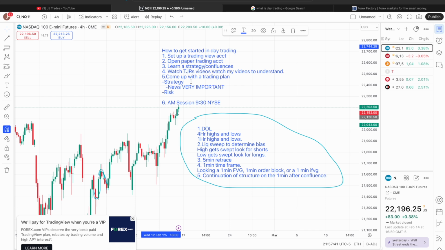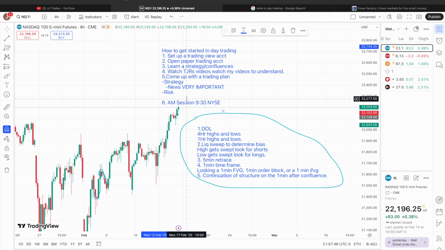Very important. You don't want to trade during news. You could trade after news if you want, but you need to come up with a strategy that works for that.